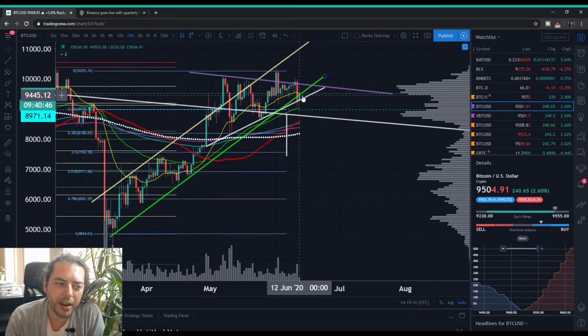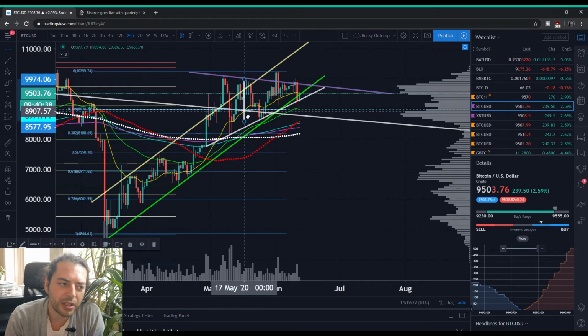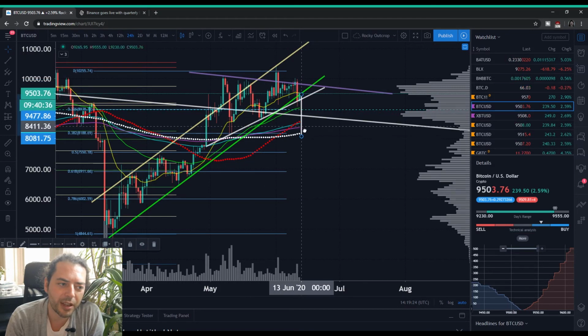This would be the most bearish outcome, for instance, for us to remain below the 9,500 area, meaning we're remaining below this channel here, which means you could potentially look for a breakout from the channel going somewhat down towards where these moving averages are coming in at.